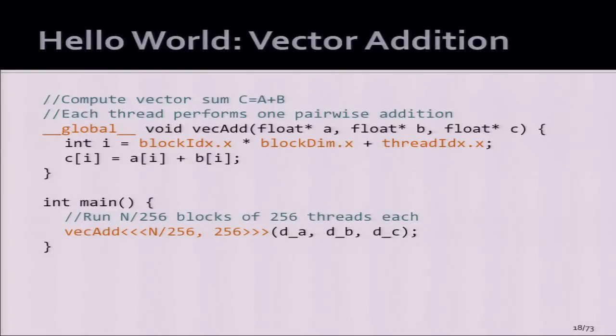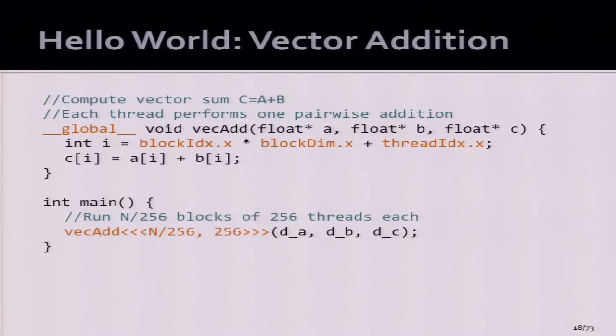All right. Okay, so after telling you how great CUDA is, let's look at a program. This is the hello world of data parallel programming, vector addition. We're going to compute a vector sum, C equals A plus B, and we're going to launch one thread per element of vectors A, B, and C. So how are we going to do this?